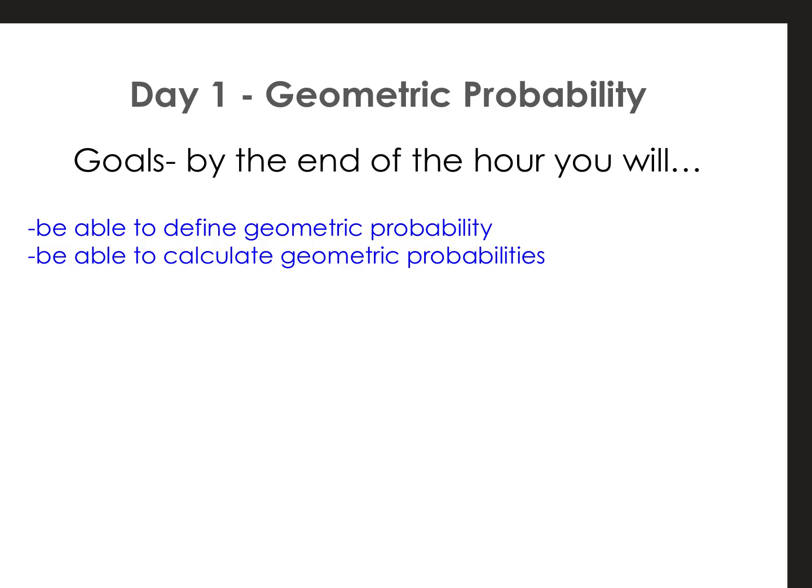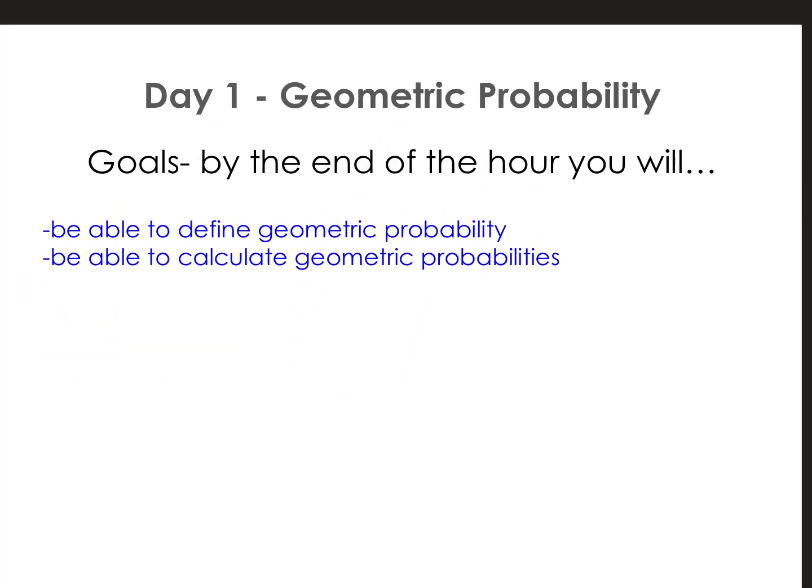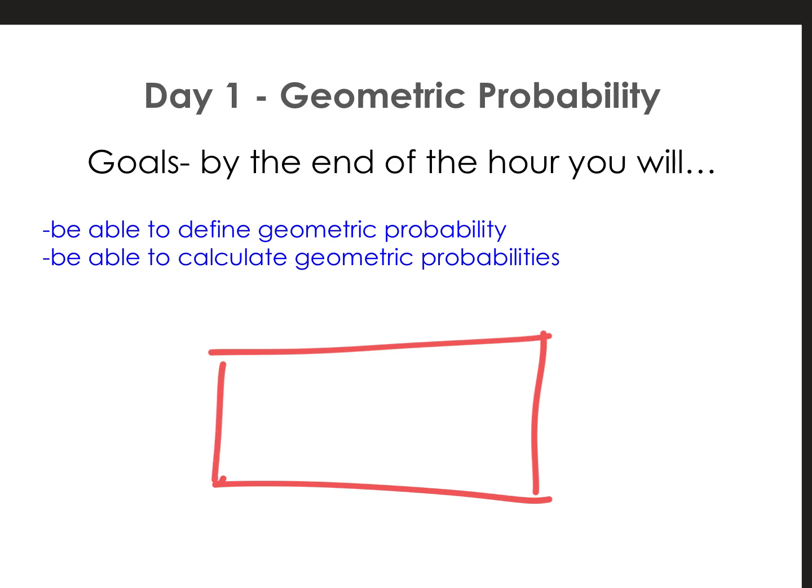So geometric probability obviously has geometry in it. If we just had a rectangle, it's a little bit harder than a square. Say it was 2 by 8. You would remember that has an area of 16. It's like 16 little squares.